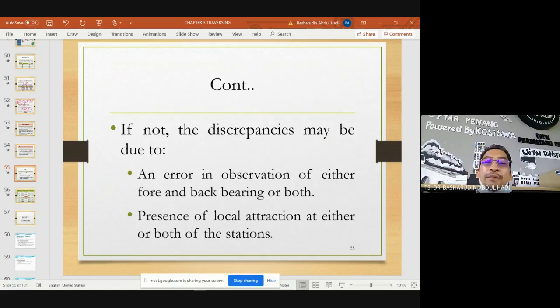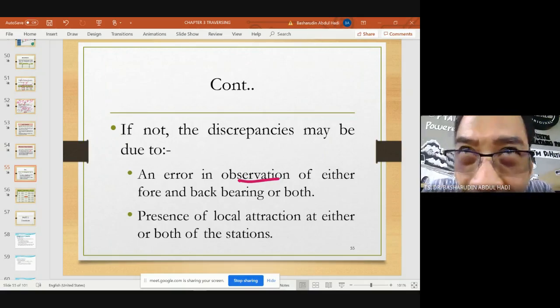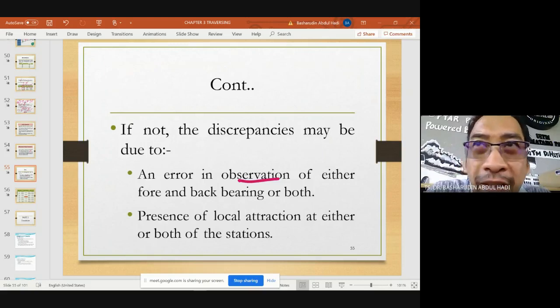If not, the discrepancy may be due to an error in observation, either for or back bearing. For example, it should be 32 degrees 20 minutes, but what you write is 20 minutes 32 seconds. The first becomes last, and the last becomes first.